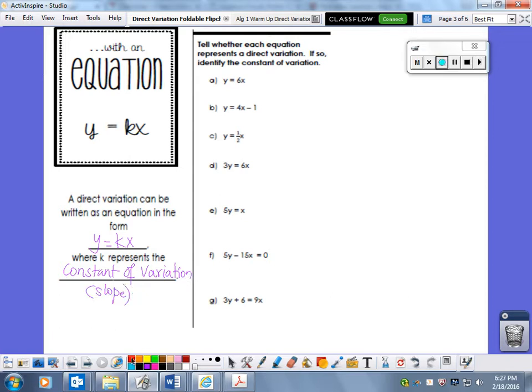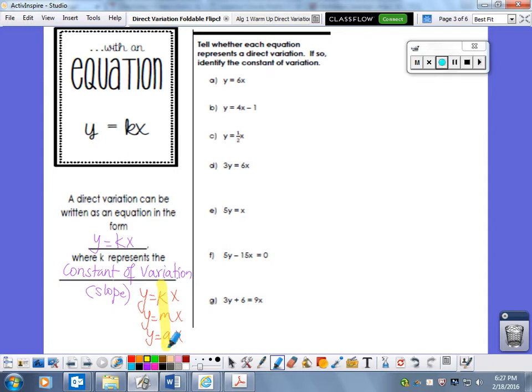And students, make a note, the same equation can be written as y equals kx, y equals mx, or y equals ax. They all mean the same. They're all different forms of writing it, but they all represent the constant of variation, k, m, and a. It doesn't matter in which form it's been presented to you.